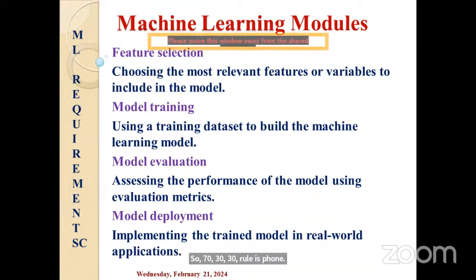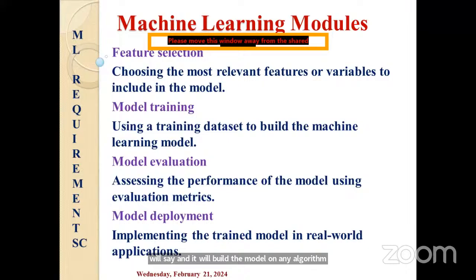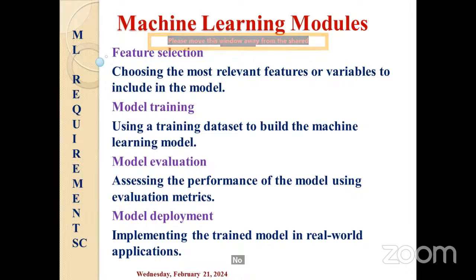So 70,000 data training now with the class table. We'll assume that we are working on classifier models, right? So that data, what will happen? It will take and it will build the model on any algorithm based, right? Now the 30% test model data is there, for that model. Class labels will be taken off. This 30,000 test record will be given to the model and the model will predict the class labels.